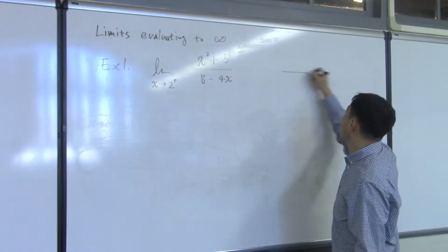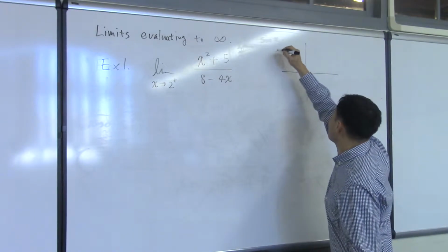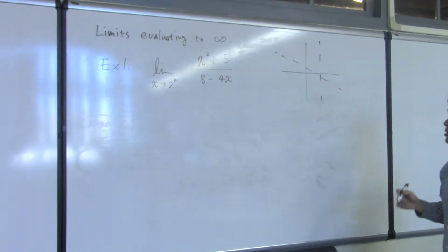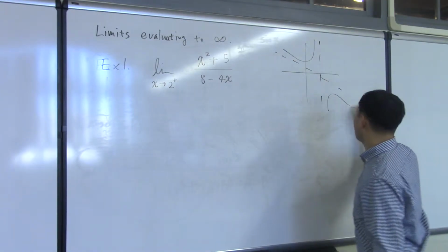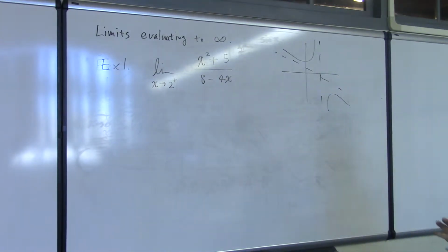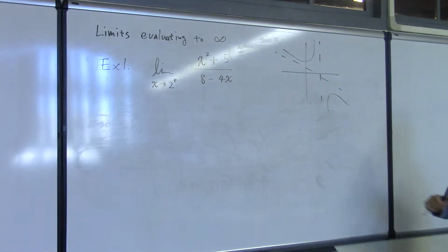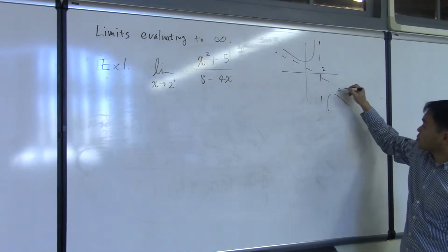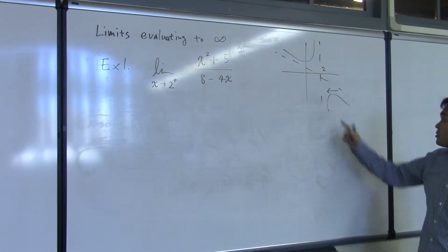I'm not too sure, but it's something like this, and the graph could be like this one, or maybe vice versa. I don't have the full knowledge of the graph. But what I'm trying to say is that if you follow this graph from the right, towards 2, where would you be going?